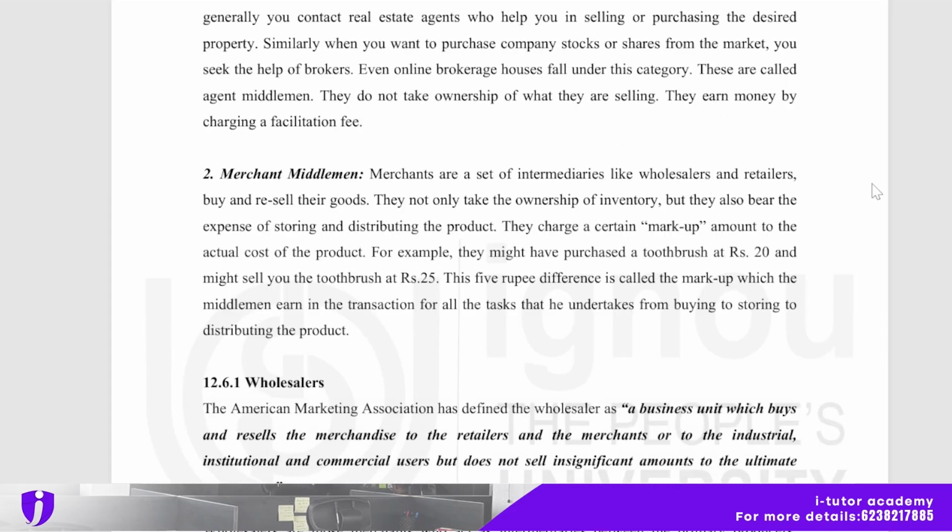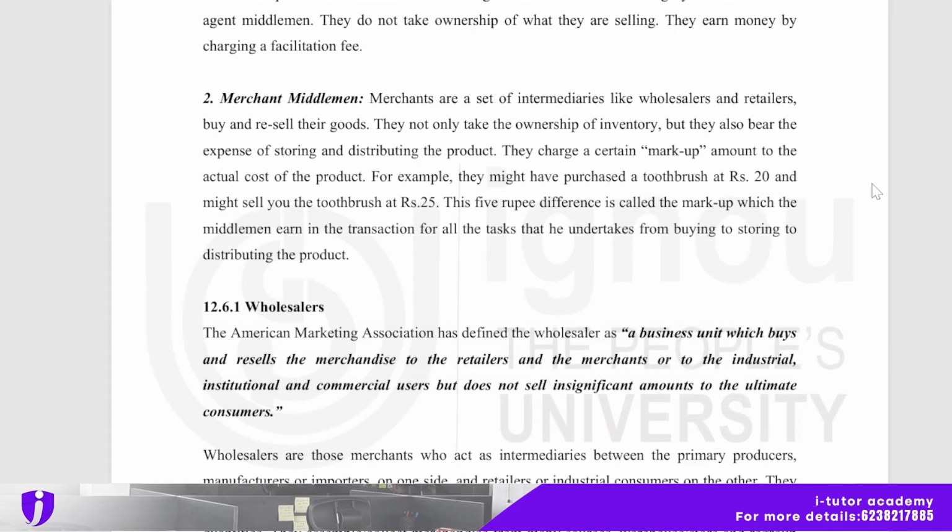What is a merchant middleman? Merchant middlemen are a set of intermediaries, like wholesalers and retailers, who buy and resell goods. They not only take ownership of inventory, but also bear the expense of storing and distributing the product. They charge a certain markup to the actual cost of the product. And the next is wholesalers.